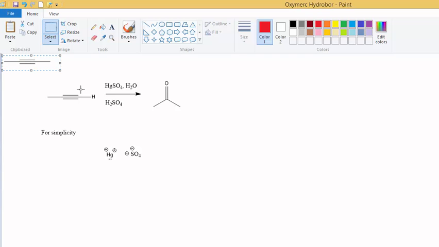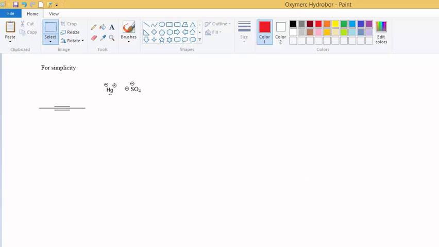Okay, so say we have this and this. I'm going to tell you that your initial step is going to be exactly the same as it was for the alkene. So it is going to look like this.